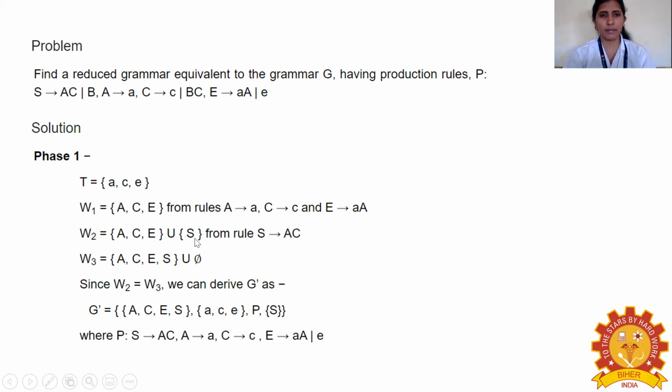So W2 will be equal to {A, C, E} union S. S is the start symbol here. Next, W3 will be equal to {A, C, E, S} union the null value. Since W2 is equal to W3, we can derive G' as follows. We are giving another grammar here, G' = ({A, C, E, S}, {a, c, e}, P, S), where the start symbol is S. And this is the production rule.